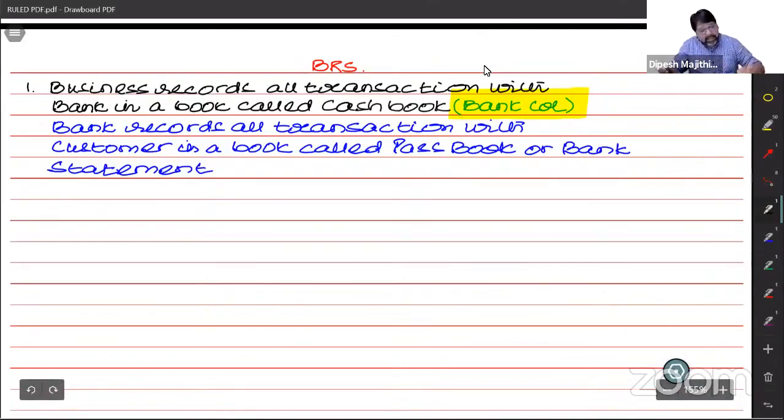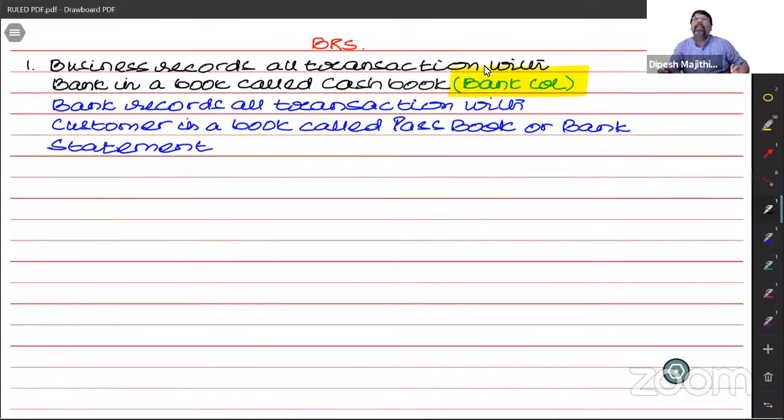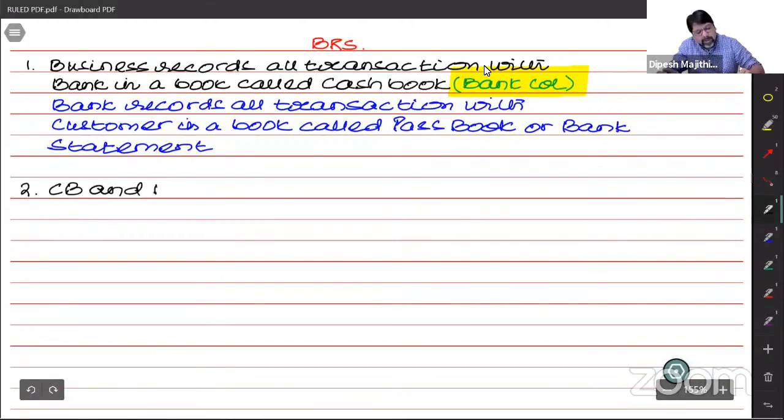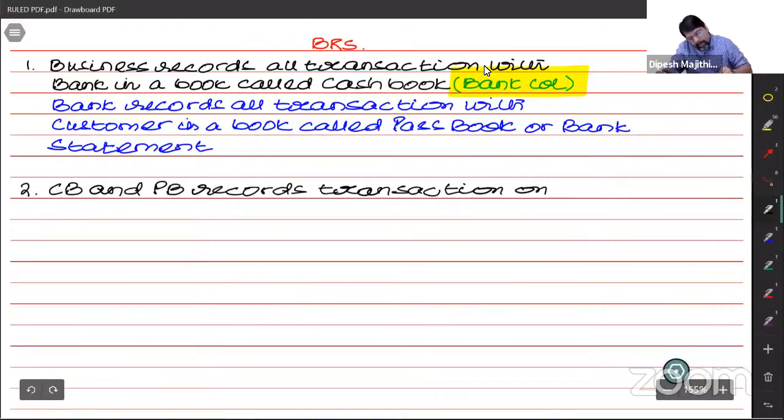Now chartered. Second, the bank column or passbook is also known as bank statement. Point number 2, chart: cash book and passbook record transactions on opposite side. For example, this is cash book, this is passbook, chartered.